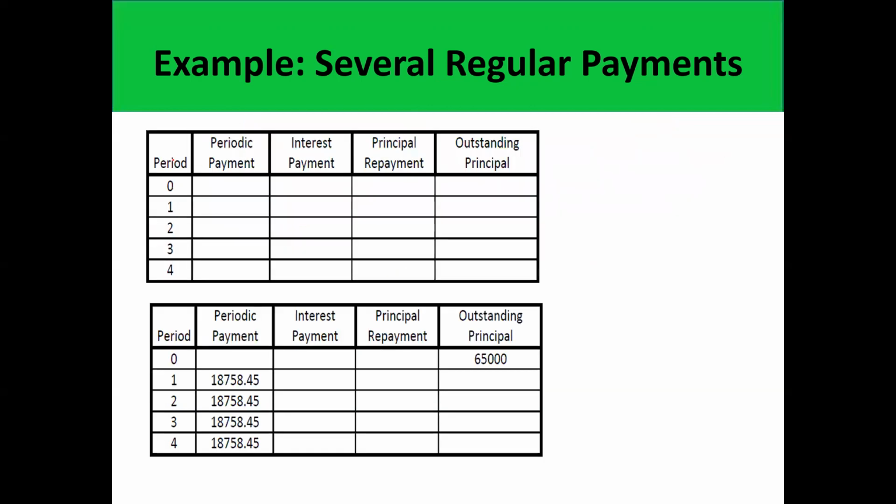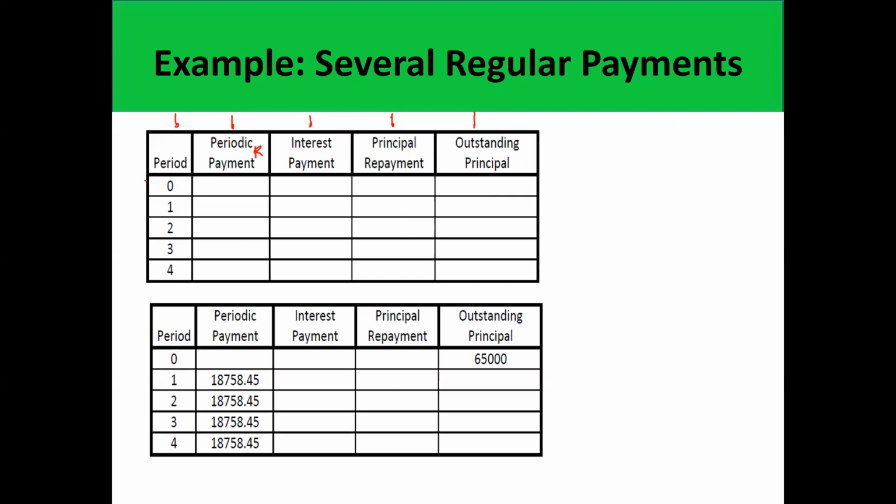So first, you need to prepare a table having 5 columns. So the first column here would consist of the different periods. The second column is the periodic payment, and that is actually our capital R. Third column is the interest payment. Fourth column would be the principal repayment. And the last column is the outstanding balance.